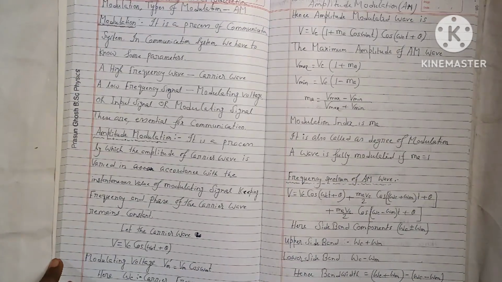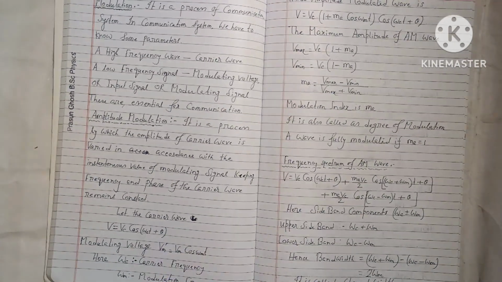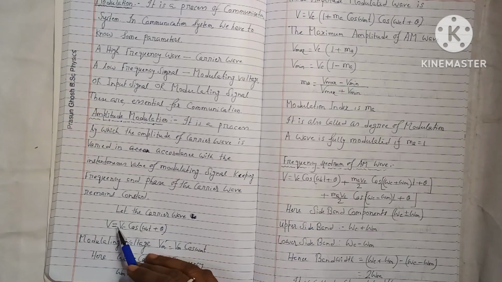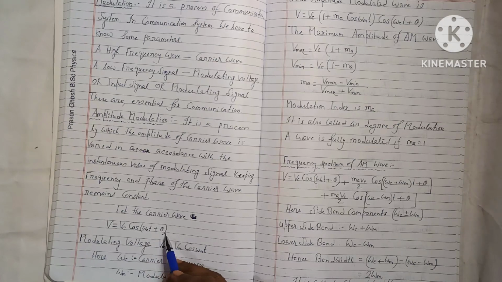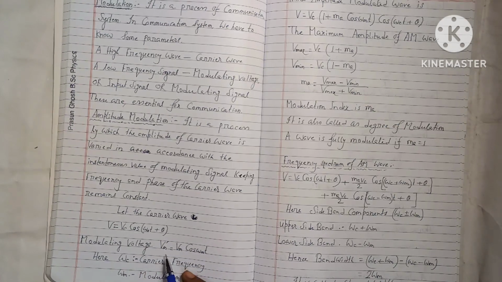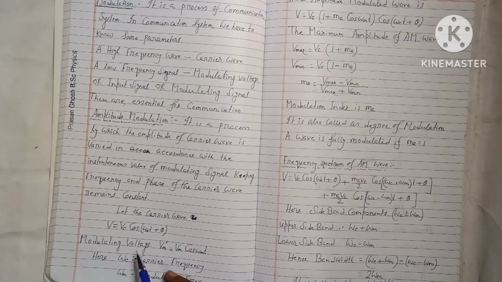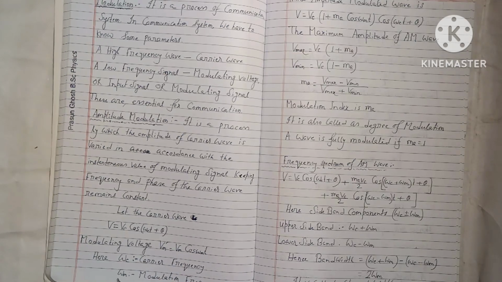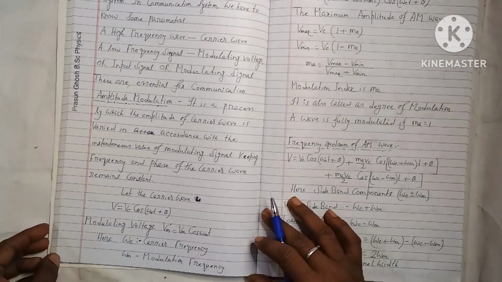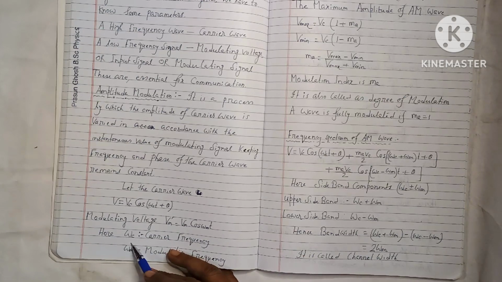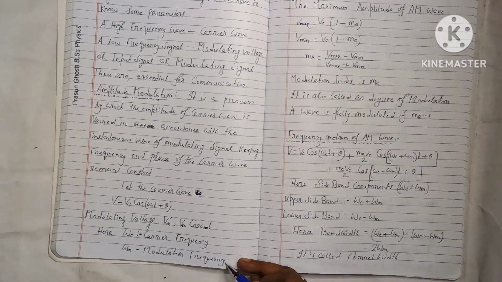So here, let the carrier wave be V equal to Vc cos(omega c t plus theta), and the modulating voltage Vm dash equal to Vm cos omega m t. So Vc is the carrier amplitude, omega c is the carrier frequency, and omega m is the modulation frequency or modulating frequency.